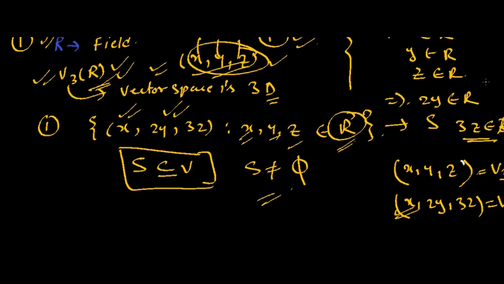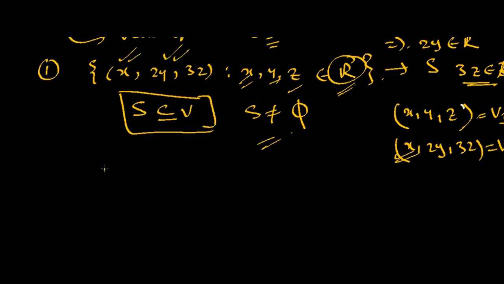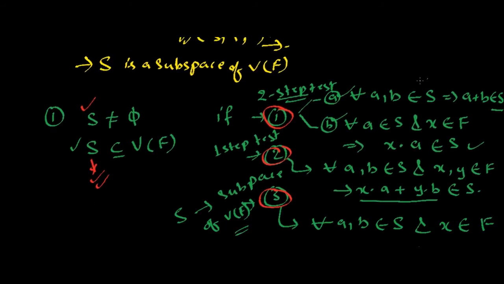If you have any problem, you can just ask me in the comments. First thing is clear, that S is a subset of V. Now we need to prove some conditions. So what I'll do, I'll take this one step test. All these 3 conditions are necessary and sufficient conditions. So you can take any condition, and if the condition is satisfied, then you can say that S is a subspace of V. So I'm going to take this single step test.